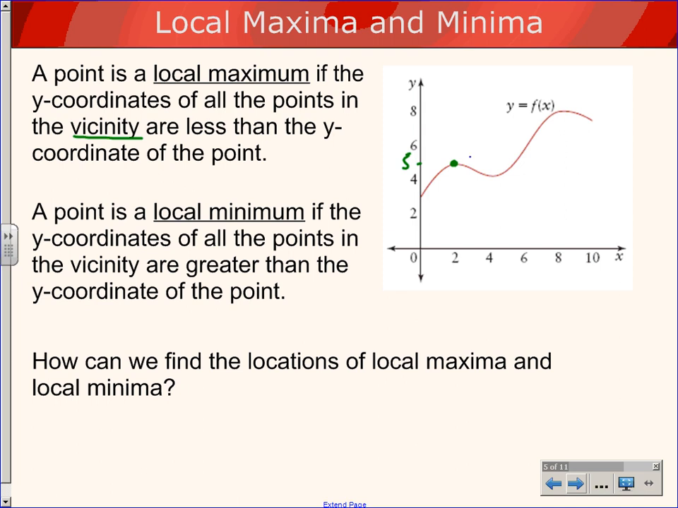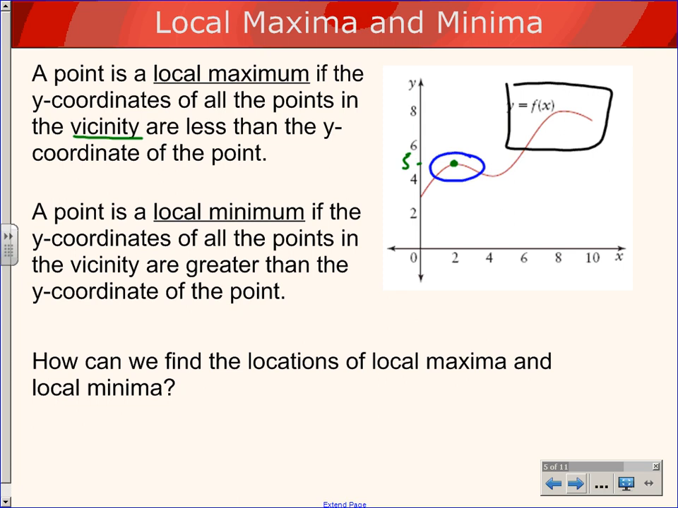So when I'm saying the vicinity this time, I'm talking about, well, around here. Are there other places on the function where it goes higher than 5? For sure, right? All of this is higher than 5. So 5 is called a local maximum. In that particular little area, 5 is the highest we can get. Other places on the function, we might go higher. But in that little range right there, that would be our local max.